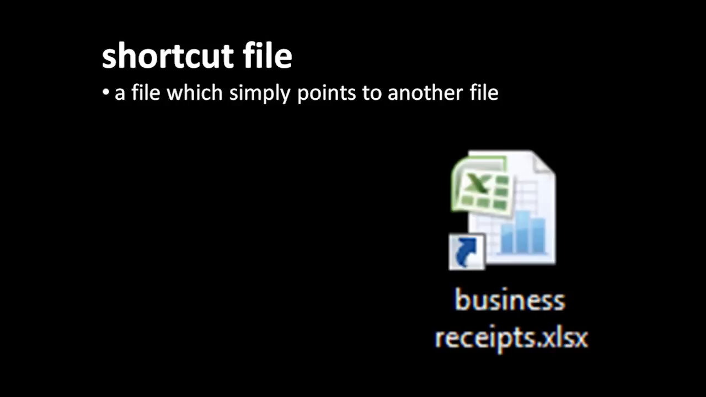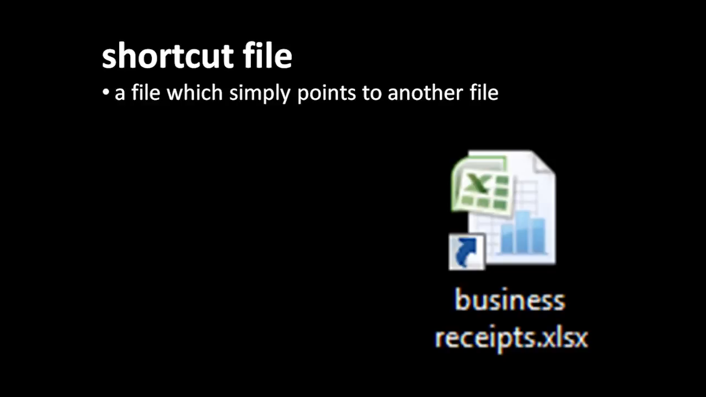Another special kind of file is what's called a shortcut. A shortcut is simply a file which points to some other file. The shortcut itself doesn't really have any data. All that gets stored in the shortcut is the file path pointing to the other file. Shortcut files are denoted by this little arrow placed in a corner of the icon. So here, as denoted by the arrow in the bottom left, this is actually a shortcut file. And it's not the file businessreceipts.xlsx, it's actually just a pointer to that file.